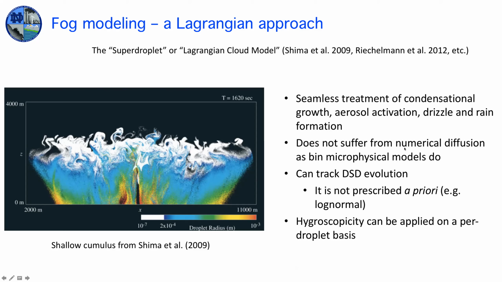It also doesn't suffer from numerical diffusion like bin microphysical models do, because of the advection term through radius space. And as a result of these, you can actually just somewhat seamlessly track the DSD evolution. And in particular, you don't have to prescribe one a priori, like the log normal one that's often assumed for bulk microphysical models. You're assuming a cloud's droplet either number or the distribution itself, which can prevent you from actually studying why different DSDs actually show up in reality, which, as I'll show later, happens during the sea fog campaign.